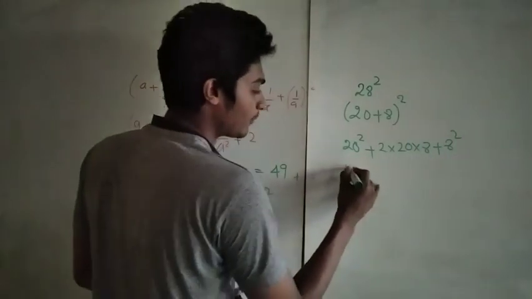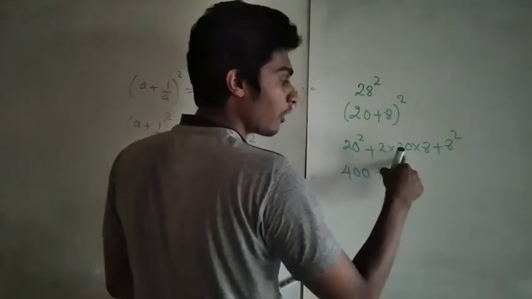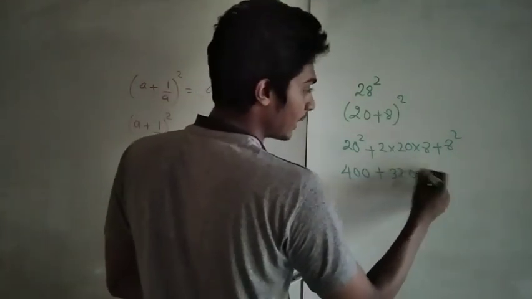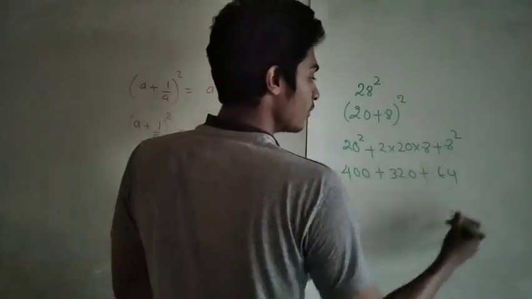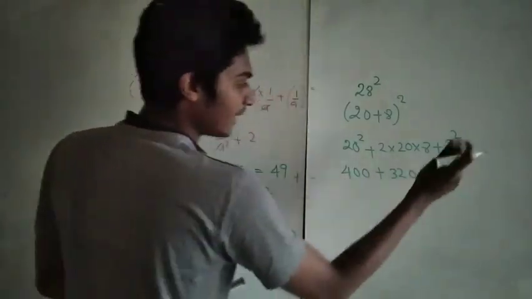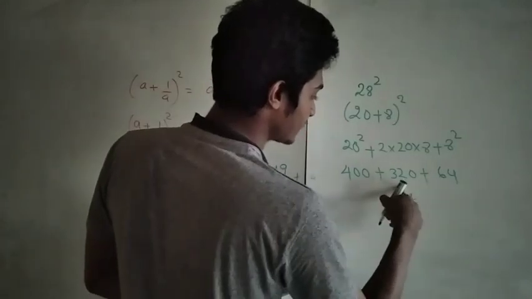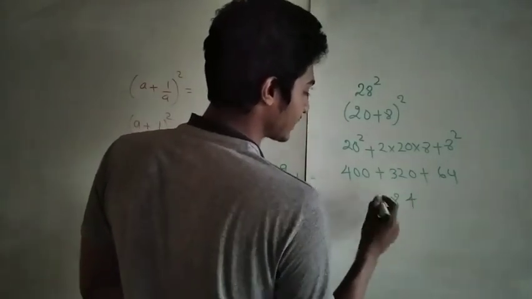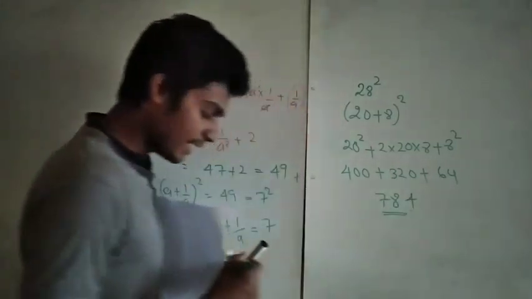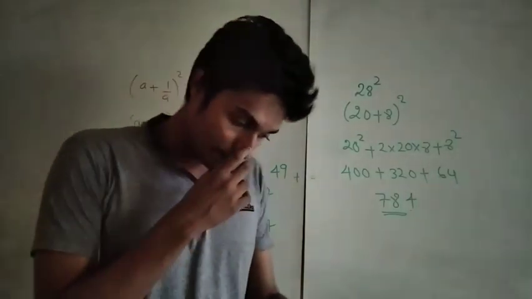So 20 squared is simply 400, plus 2 into 20 is 40, 40 into 8 is equal to 320, plus 8 squared is simply 64. Now add them. It's going to make you 4 here. 6 plus 2 is 8, so you're going to get 8 here. 4 plus 3 is 7. So the answer is 784 for the third part, right?